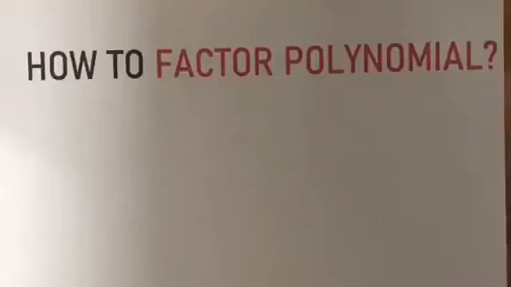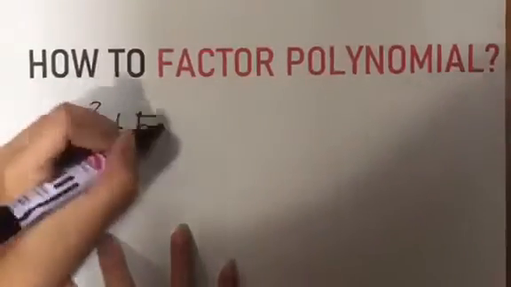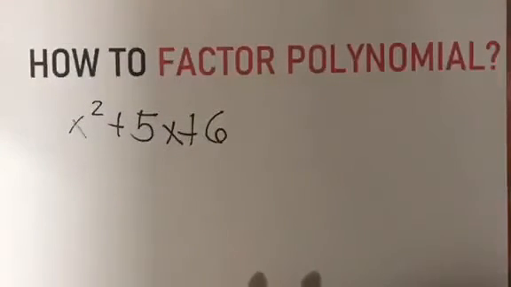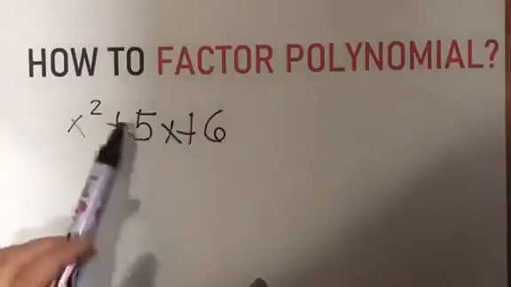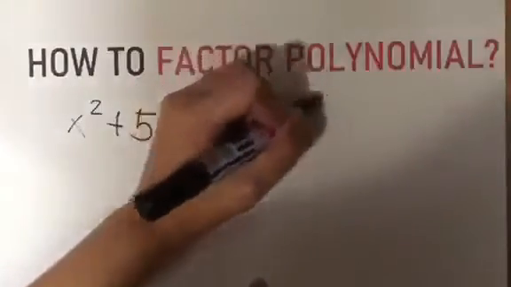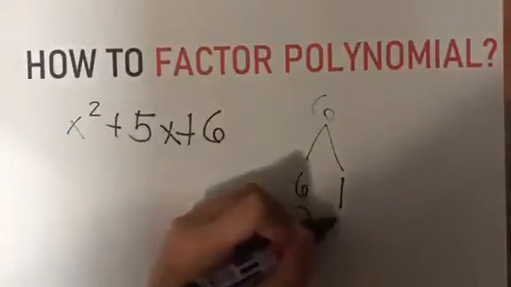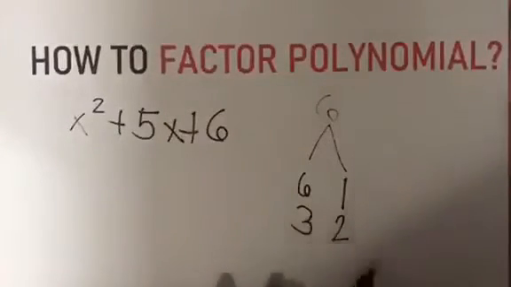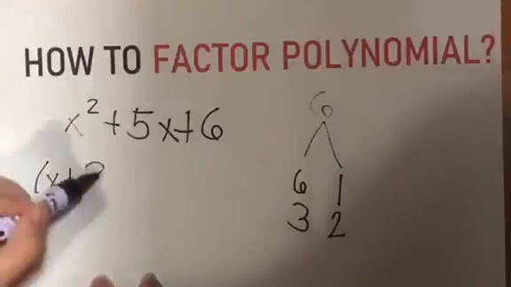The next one is factoring trinomials. Let's have x squared plus 5x plus 6. What you're gonna do is find numbers that multiply to 6 and add to the value of the middle term, which is 5. Let's make a list. 6 times 1 is 6. 3 times 2 is 6, and 3 plus 2 is equal to 5. So the answer is gonna be x plus 3 and x plus 2.